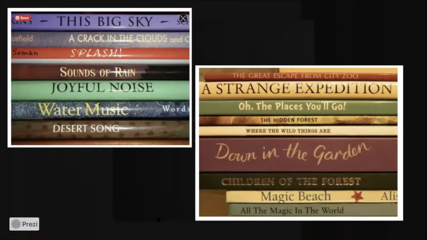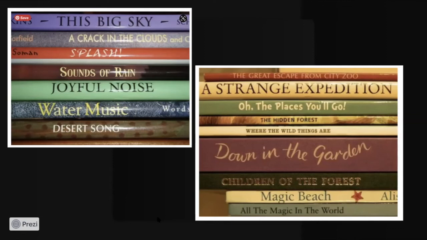Or here's another style of found poetry where authors find poems in the titles of their books, and it's called book spine poetry, and they basically line up different book titles to make a poem. Notice this one. This big sky, a crack in the clouds, splash, sounds of rain, joyful noise, water music, desert song. It sounds like a poem, but it's created with different titles.